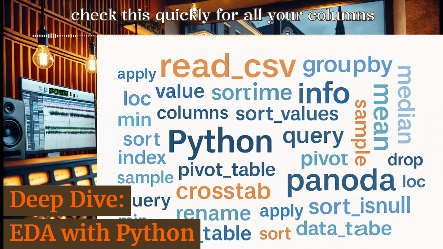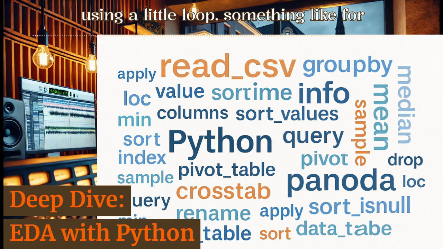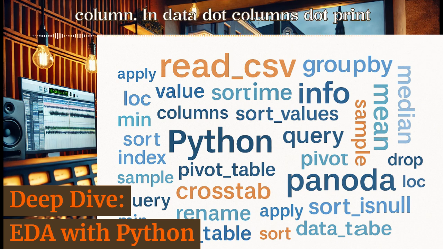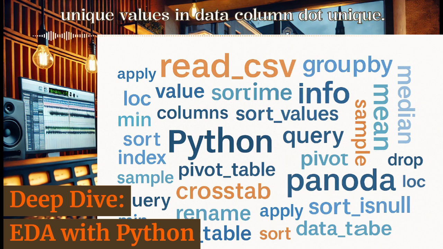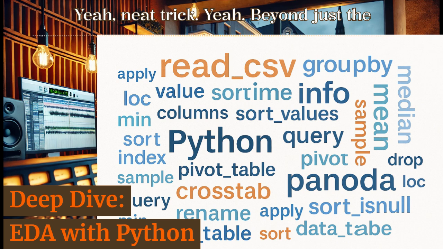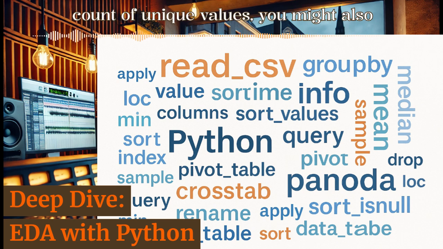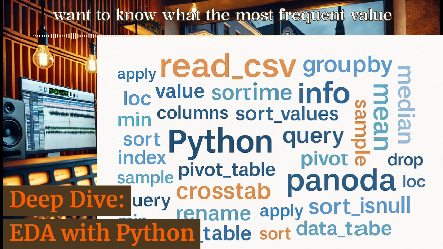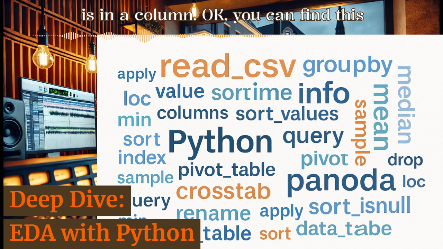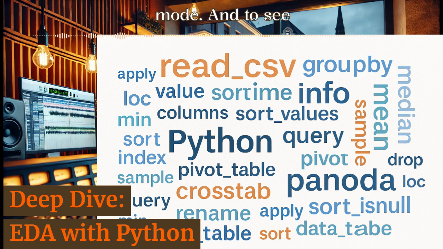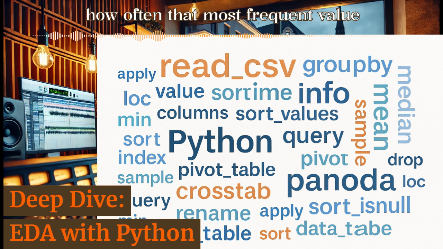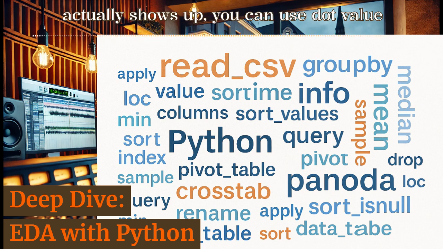You can even check this quickly for all your columns using a little loop. Something like: for column in data.columns: print the unique values in data[column].unique(). Ah, neat trick. Yeah. Beyond just the count of unique values, you might also want to know what the most frequent value is in a column. You can find this using the .mode method. And to see how often that most frequent value actually shows up, you can use .value_counts.